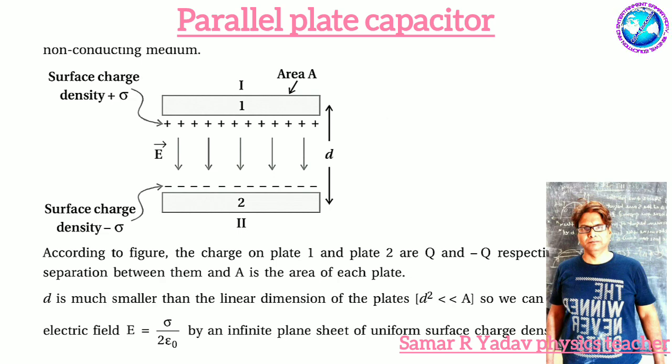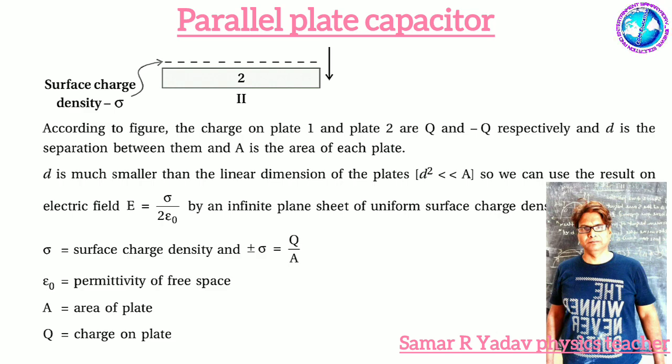According to the figure, the charges on plate 1 and plate 2 are capital Q and minus capital Q respectively, small d is the separation between them, and capital A is the area of each plate. d is much smaller than the linear dimension of the plate, therefore d squared is less than A. So we can use the result for the electric field E equal to sigma upon 2 epsilon 0 due to an infinite plane sheet of uniform surface charge density, where plus or minus sigma is equal to Q upon A.